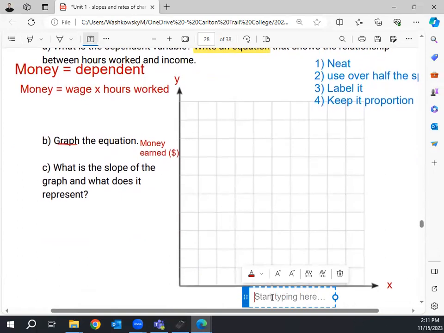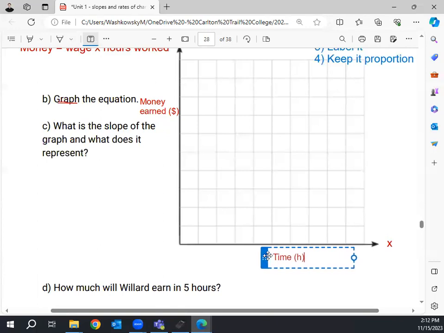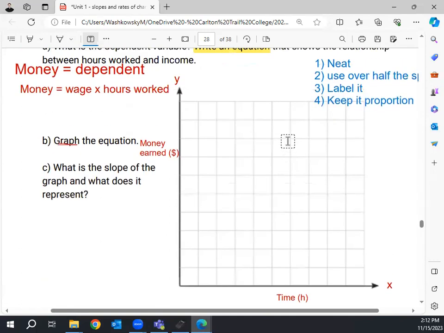Money and time. How do we usually measure how long we work in a day? Hours. Yeah, I work 8 hours a day, right? So time, hours. And time is my independent variable because I can just ask, how much money would I make if I worked 100 hours? Cool.